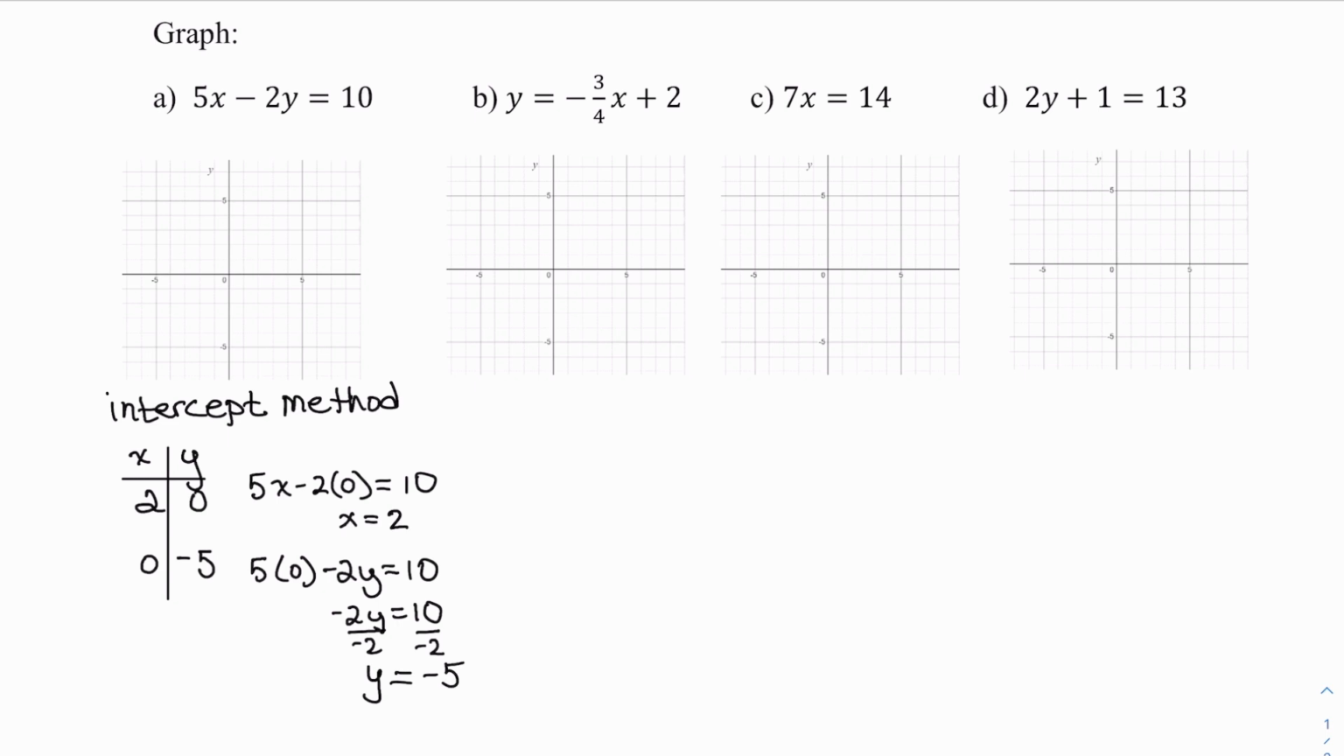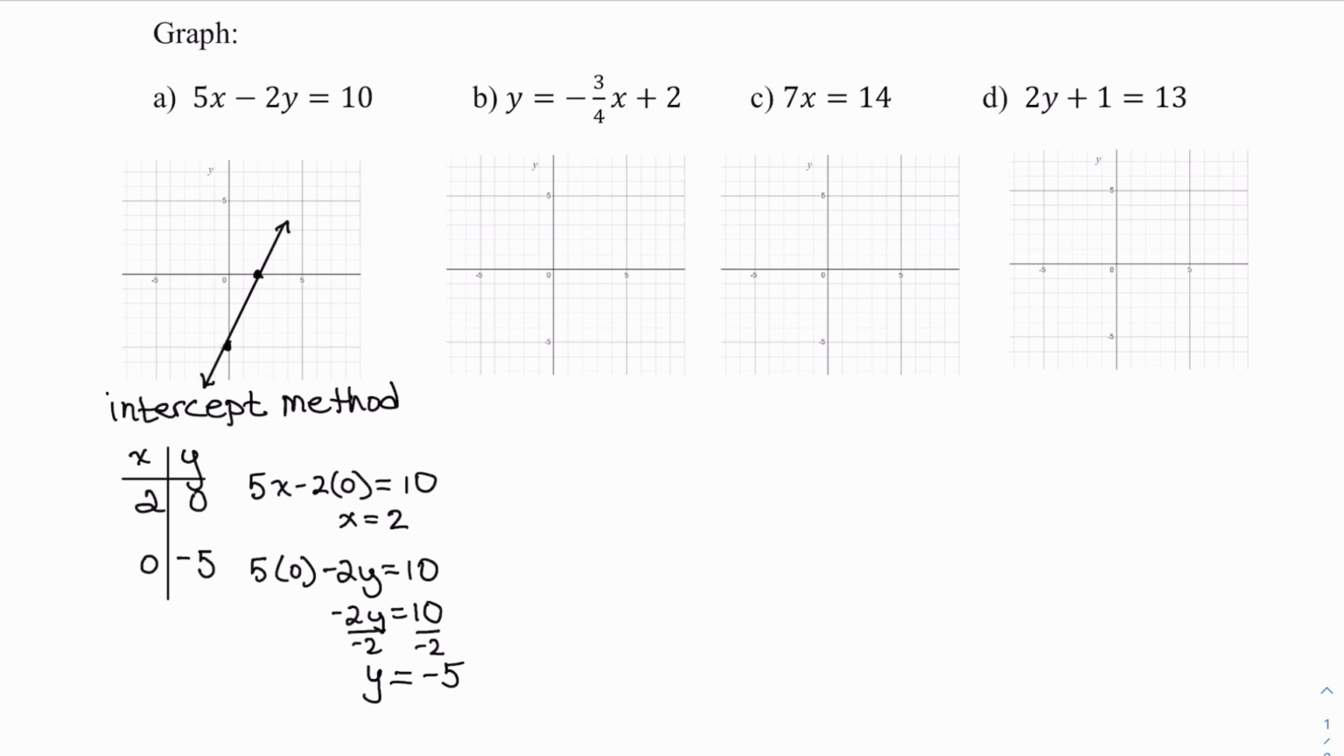Now be careful to realize these are two separate points. I got x equal 2 when I put 0 in for y, so I have the ordered pair 2, 0. And I got negative 5 for y when I put in 0 for x, so I have the ordered pair 0, negative 5. Now graphing those 2 points, 2, 0 is from the origin, we're going to go right 2 and don't go up or down. And then 0, negative 5, from the origin we are going to not go left or right at all, but then go down 5. And then we are going to connect these points. And that is the graph of our line.